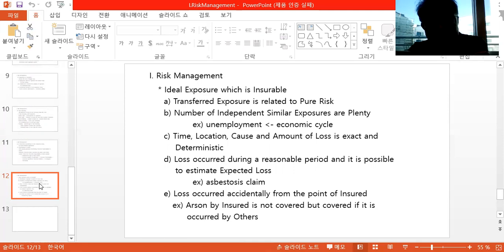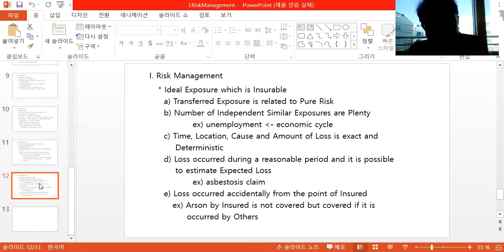Many US companies involuntarily insured these asbestos claims, even though they didn't want to insure them. It happened because of the broad wording of the insurance policy. Okay.